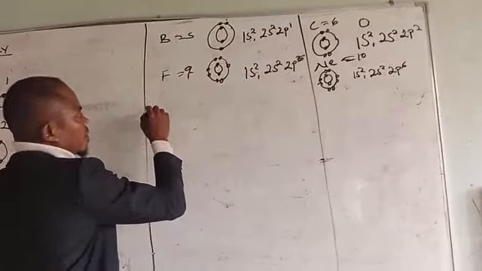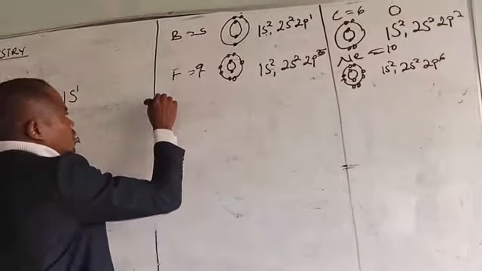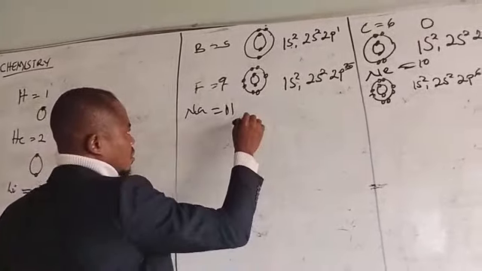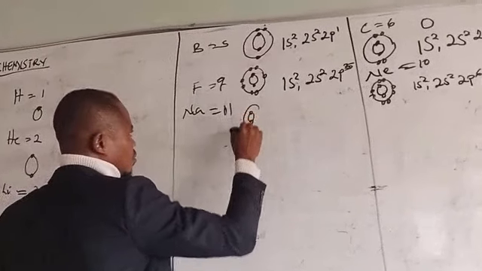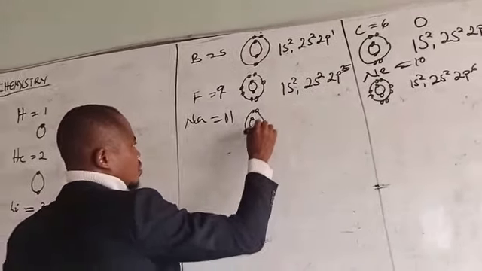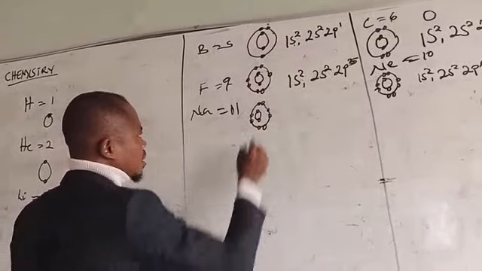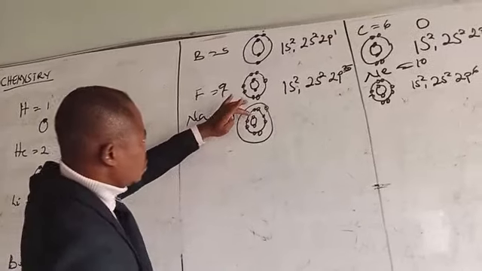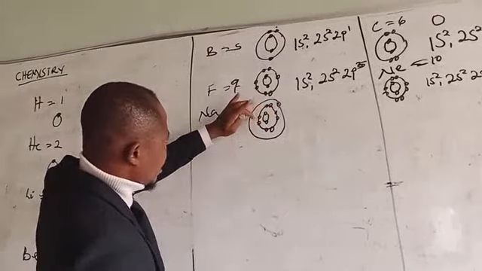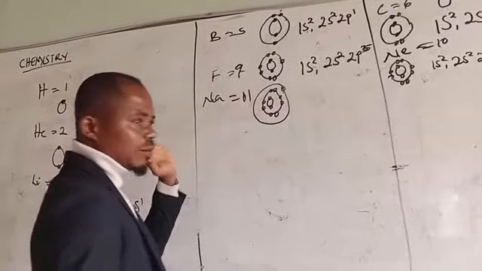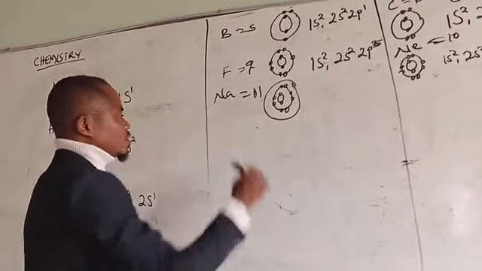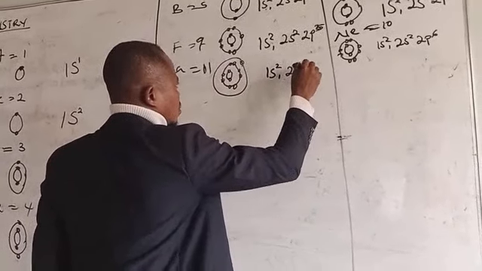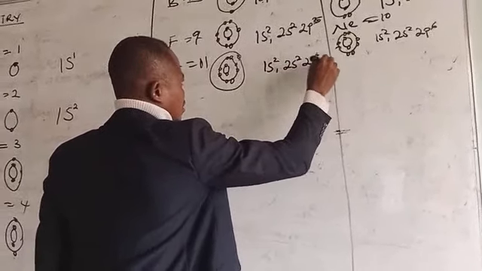Now we have sodium, 11. 1, 2, 1, 2, 1, 2, 1, 2. That is 8. Then 1... 1, 2, 3, 4, 5, 6, 7, 8, 9, 10, 11. No, the second shell can take a maximum of 8 electrons. The first shell, 2 electrons. So here we're going to have 1s2, 2s2, 2p6, 3s1.